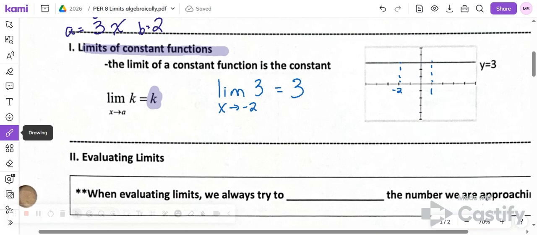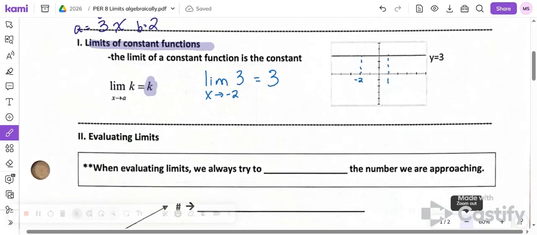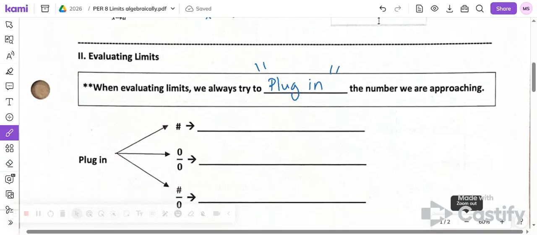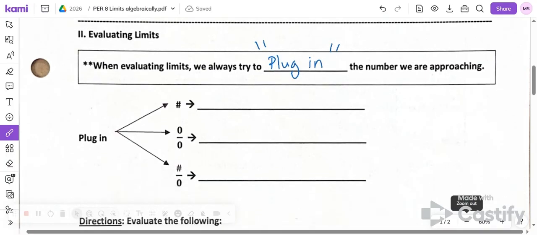In a second, you're going to understand a little bit more why that makes sense. When we're doing limits, the easiest approach is you're always going to try to plug in the number we are approaching. And what's going to happen is you're going to have 3 cases.